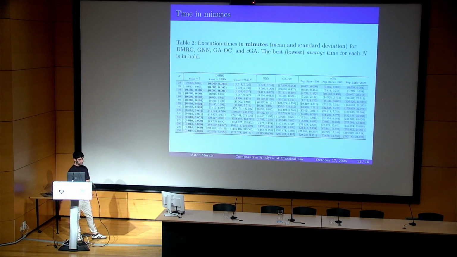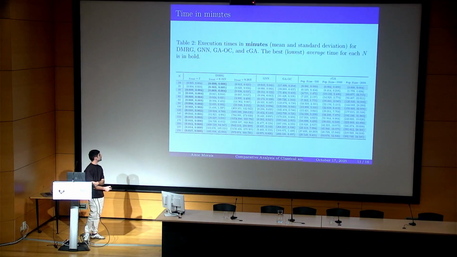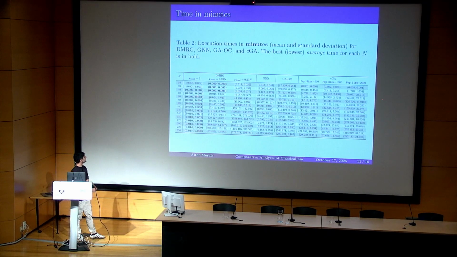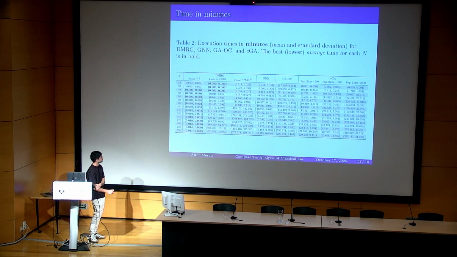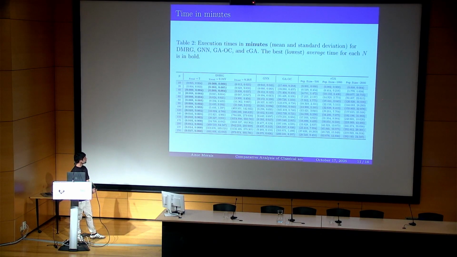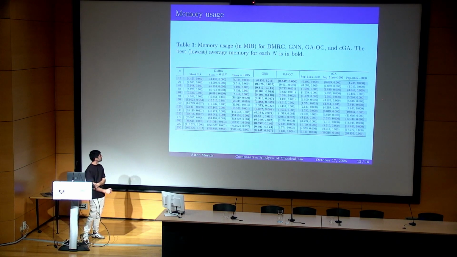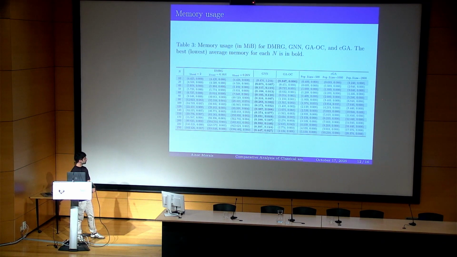Okay. Then here we can see the same table, but referring to the execution time in minutes. Here, a lower number is better, and also the results are marked in bold. So here we can see that the DMRG with bond dimension 2 also gets better results than the rest of the algorithms. And finally, we can see the table of the memory usage. Here also the lower memory is best, and here the winner is the graph neural network.